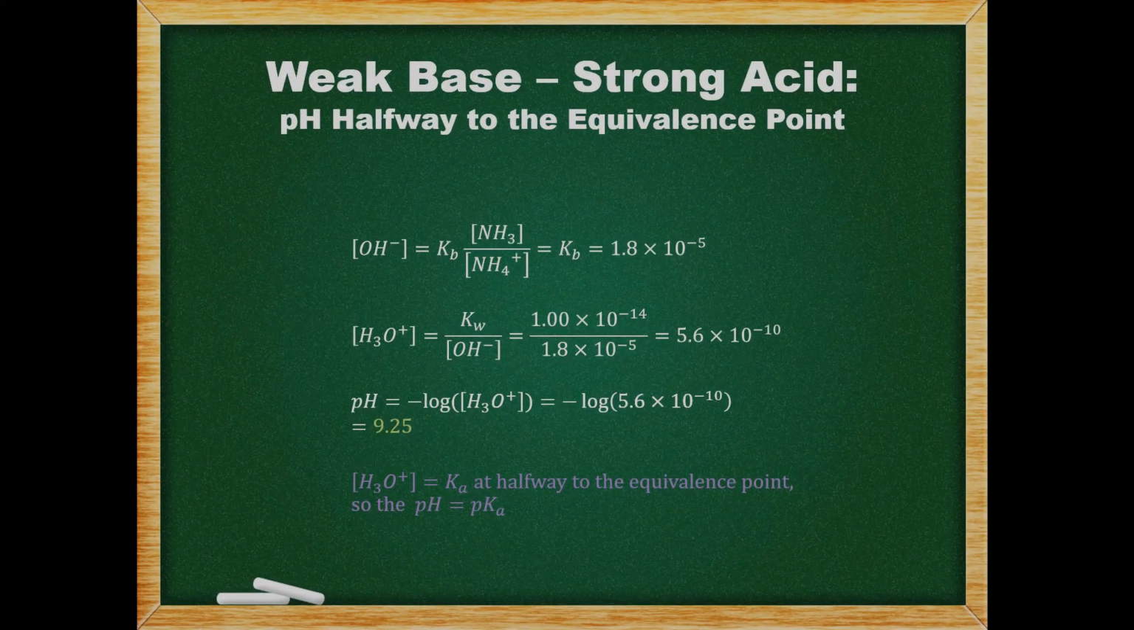At halfway to the equivalence point, the concentrations of ammonia and its conjugate acid are equal, so we can use the Kb expression to solve for the hydroxide concentration. Then we can convert that to the hydronium concentration and pH. We also could have used the buffer equation here like we did for the weak acid strong base question. Now you can see both ways of solving the pH at halfway to the equivalence point.